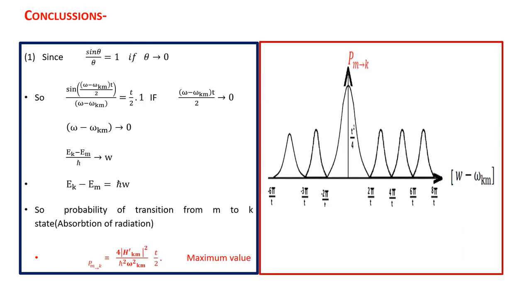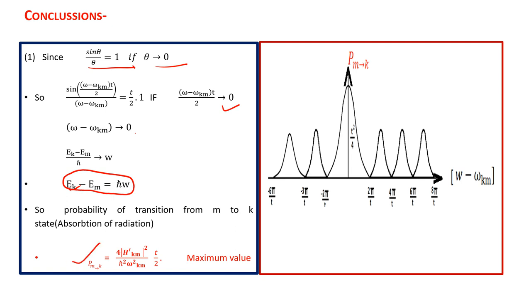Now take the condition sin theta upon theta is equal to 1 if theta tends to 0. If we apply in above equation, then (omega minus omega km) t by 2 tends to 0, or omega minus omega km is equal to 0. So Ek minus Em is equal to h cut omega. So probability of transition from m to k state is given by this.